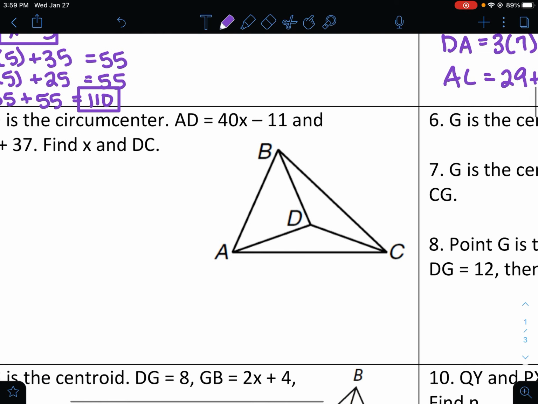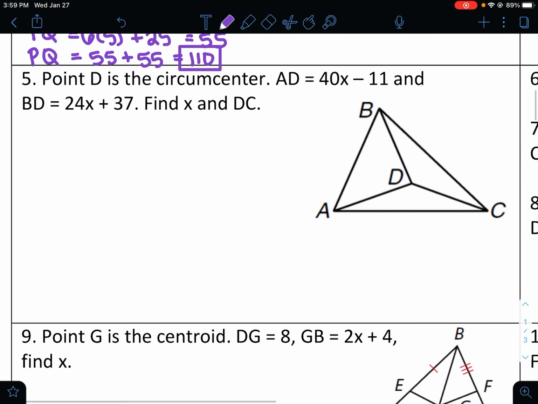All right, number 5. Point D is the circumcenter. So since this says circumcenter, that means we are dealing with a perpendicular bisector problem yet again. And it also means all three of these are congruent to each other. So let's see what the problem says. AD is 40x minus 11, and BD is 24x plus 37. So again, those two are congruent to each other. And if you use those cheat notes that I gave you, you'll know that for perpendicular bisector, it should have been part equals part anyway.